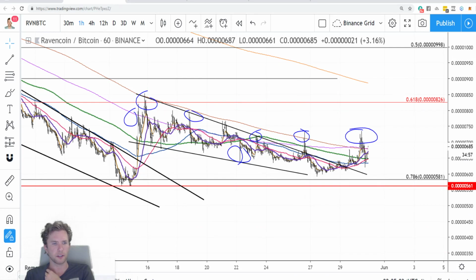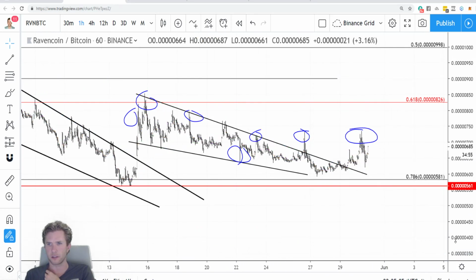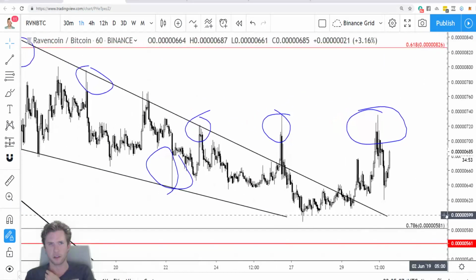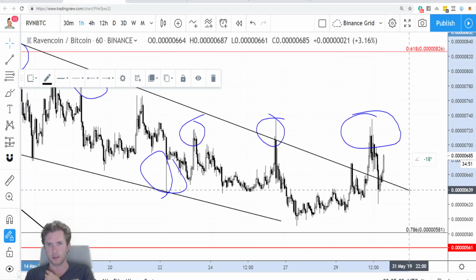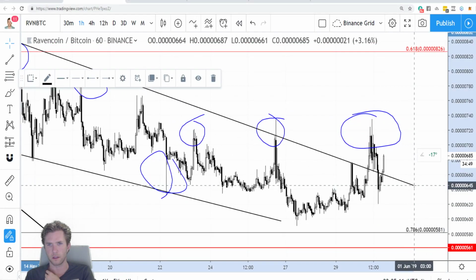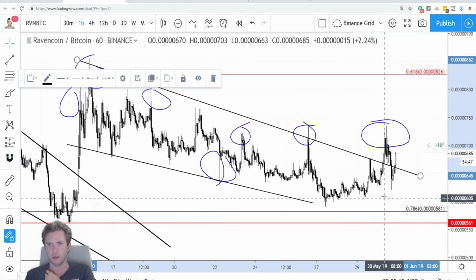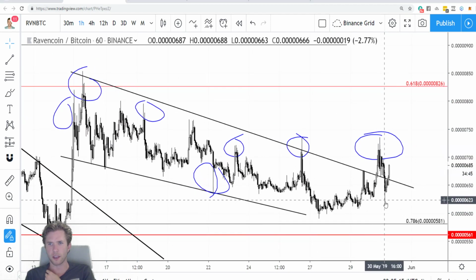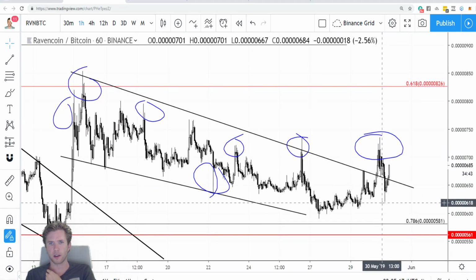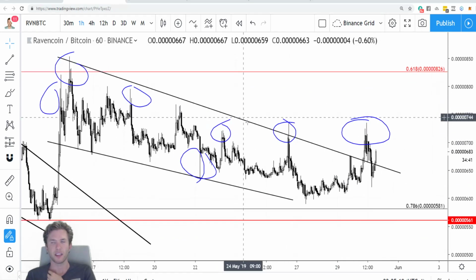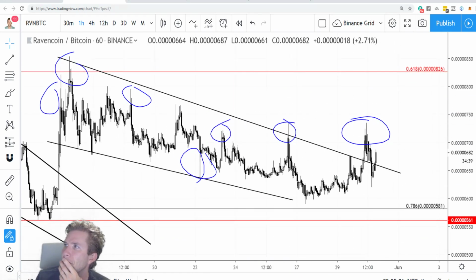Sorry if this is kind of hard to see, guys. So it broke out, came down, but broke back up. Kind of an interesting situation. Yeah, I don't see anything too crazy.